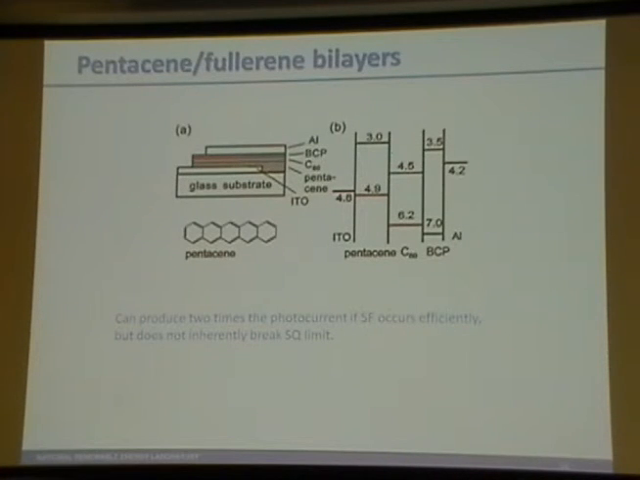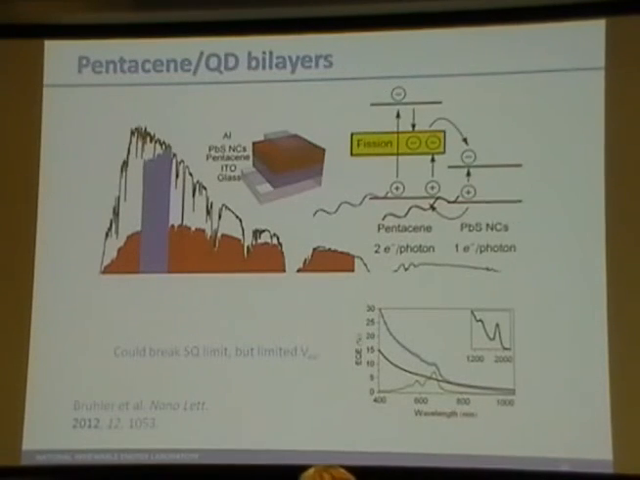But this situation doesn't necessarily break the Shockley-Queisser limit because, of course, you could also get a high photocurrent if you just had a lower band gap material. So this is an interesting way of showing that singlet fission occurs, but it's not necessarily a route to really high efficiency solar cells. That route might require an additional layer, a second layer that not only undergoes singlet fission, but absorbs the red and infrared part of the spectrum.